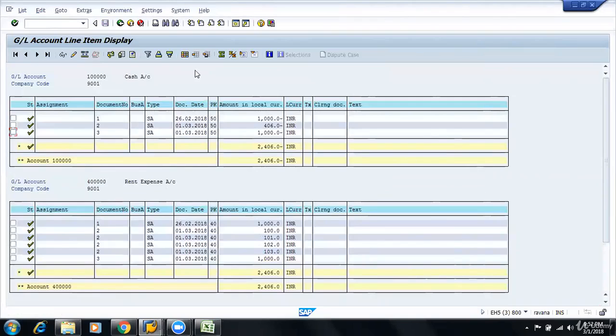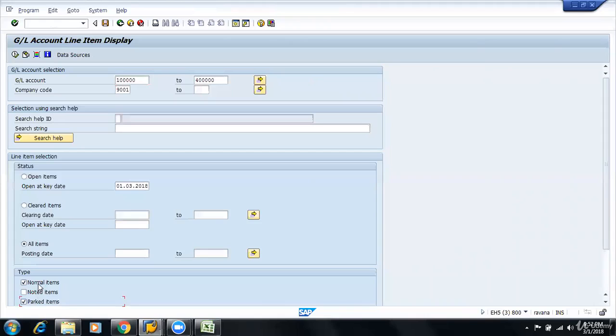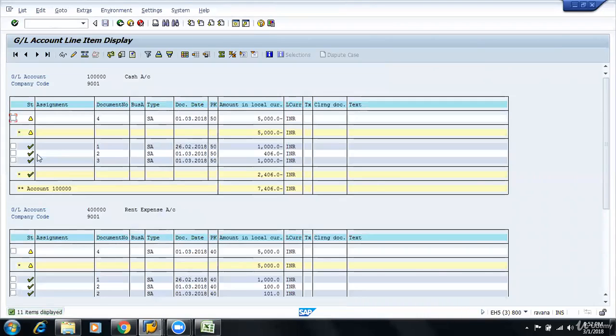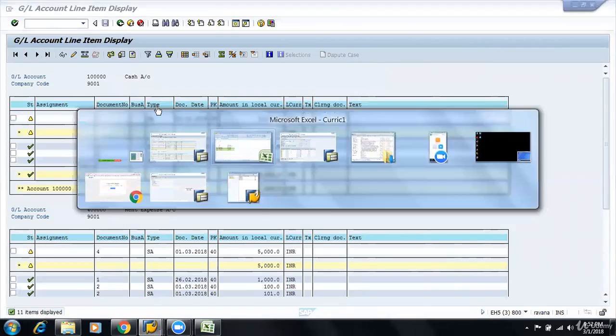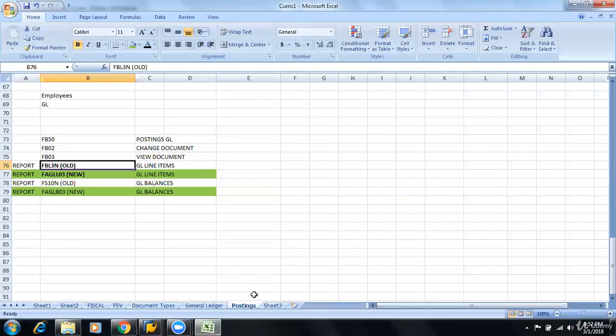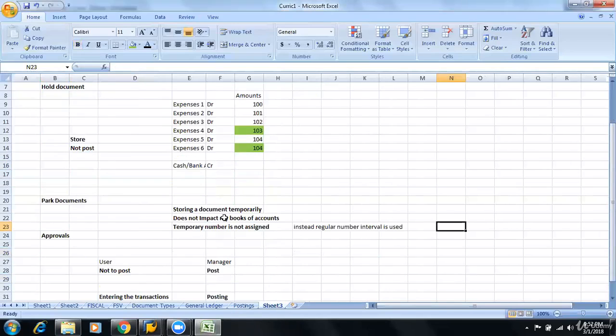Understood? So system only displays, normal means system displays only those items which are posted in your books of accounts. And when you deliberately choose park, then system decides to show you park documents as well, but separately. I hope you understand the concept, that it does not impact my books of accounts, right? And it does store the document temporarily. Now, can you delete a park document? My question, can you delete a park document?